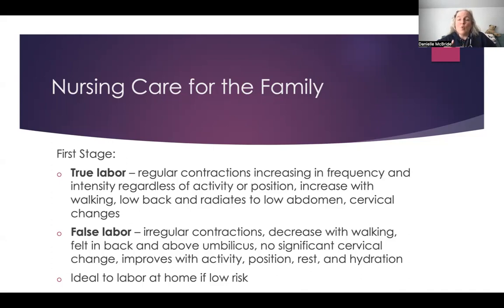And if she's walking and doing activities, they're getting stronger, they're getting closer together. She often feels them in her lower back, they radiate to the front, and now the cervix is making change. With false labor, these contractions might be irregular, they might space out or go away when she's walking and doing activities. Oftentimes she feels it higher on her belly, the cervix isn't changing, it improves with activity, with position change, with rest, with hydration, it gets better.